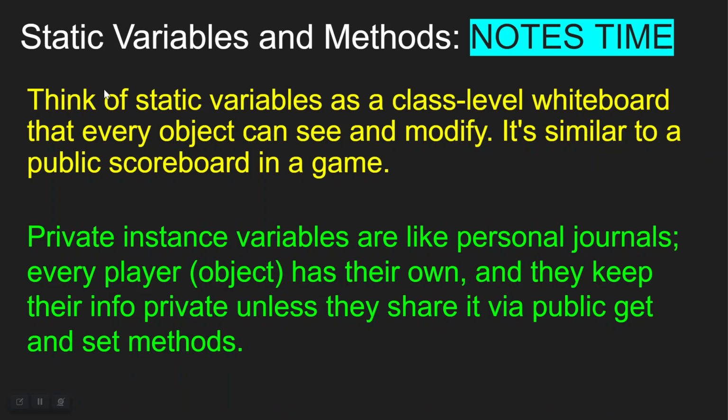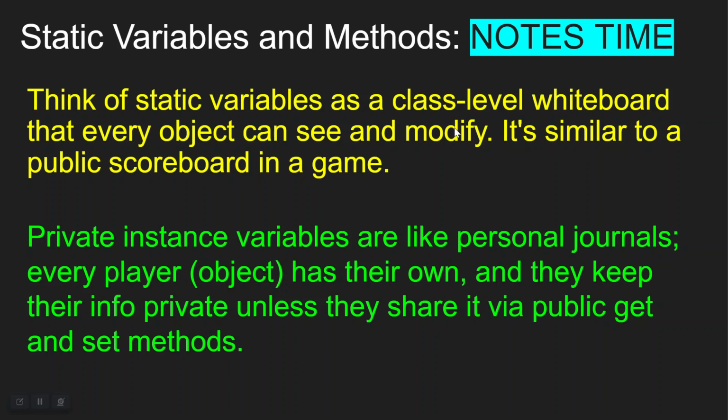And I like to think of static variables kind of like a class level whiteboard, where every object can see it and every object can modify it. It's similar to a public scoreboard in a game. If you go to a game, there's one scoreboard that everybody can look at, and it keeps the score for both teams.